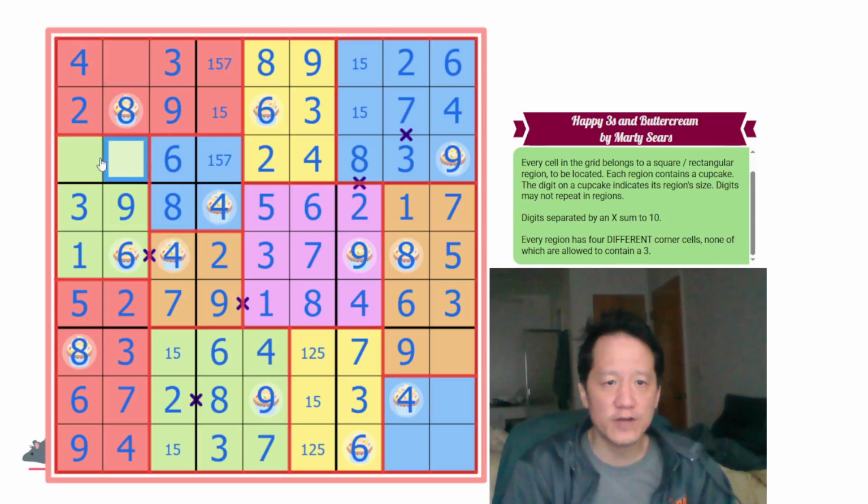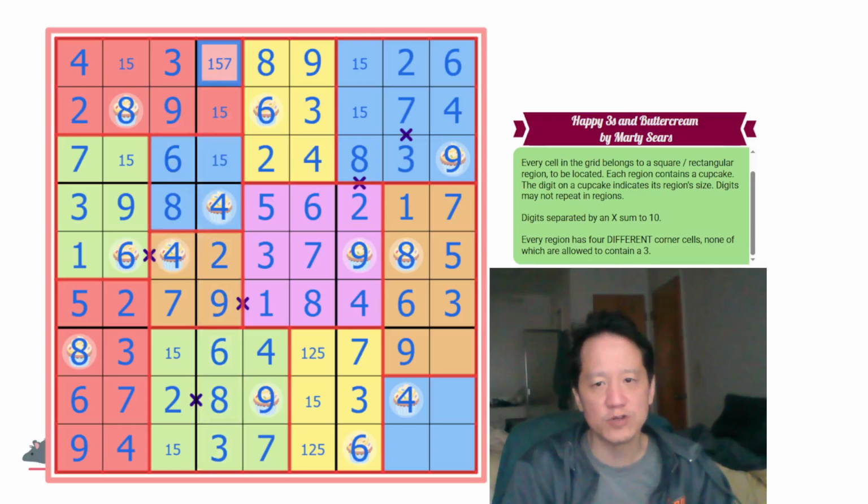We have 1, 5, and 7 remaining. This can't be 1 or 5, so this is 7, which means this can't be 7. So this is 1 or 5. This is 1 or 5. We have a 1, 5, 1, 5 pair in column 4, which eliminates 1 and 5 from the rest of the column. So this must be a 7.